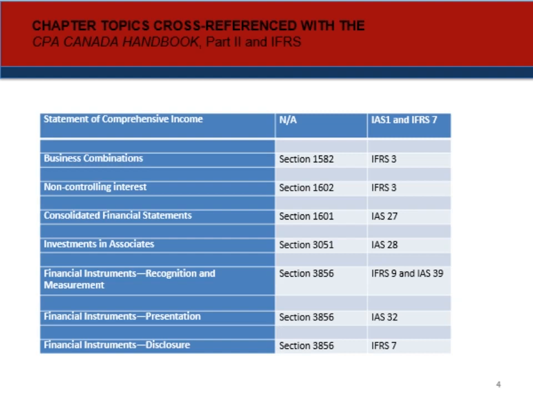So this slide shows the relevant sections of both the ASPE standards in this column and the international standards in this column. There are a number of different standards which refer to the topics covered in this course. Business combinations is a significant part of the Business 401 curriculum, as is non-controlling interest and consolidated financial statements, as is investment in associates. Financial instruments recognition and measurement, and presentation and disclosure are essentially this chapter in the intermediate course, but the first 4 topics will be covered in more detail in Business 401.